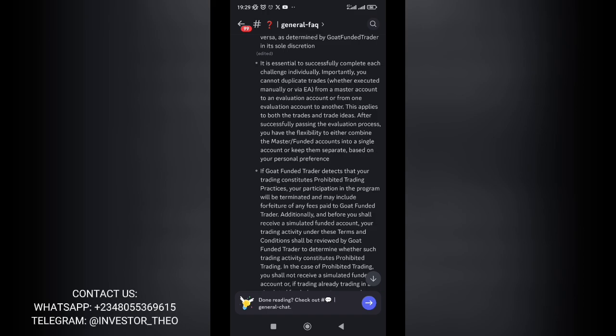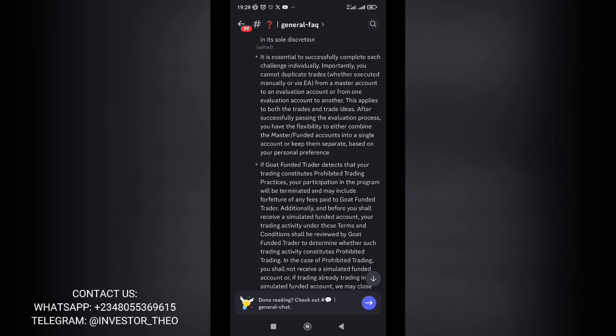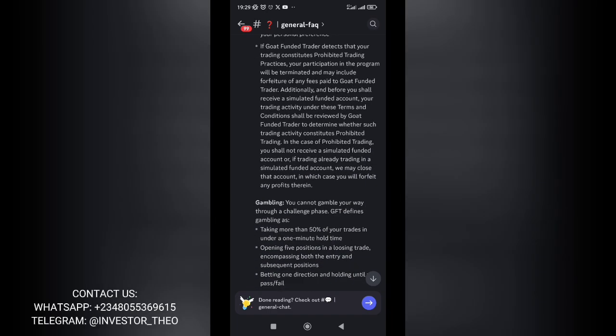So basically, that was I think the main point here. Just trade one account at a time with that same setup. And if you pass them, you can always merge them together.